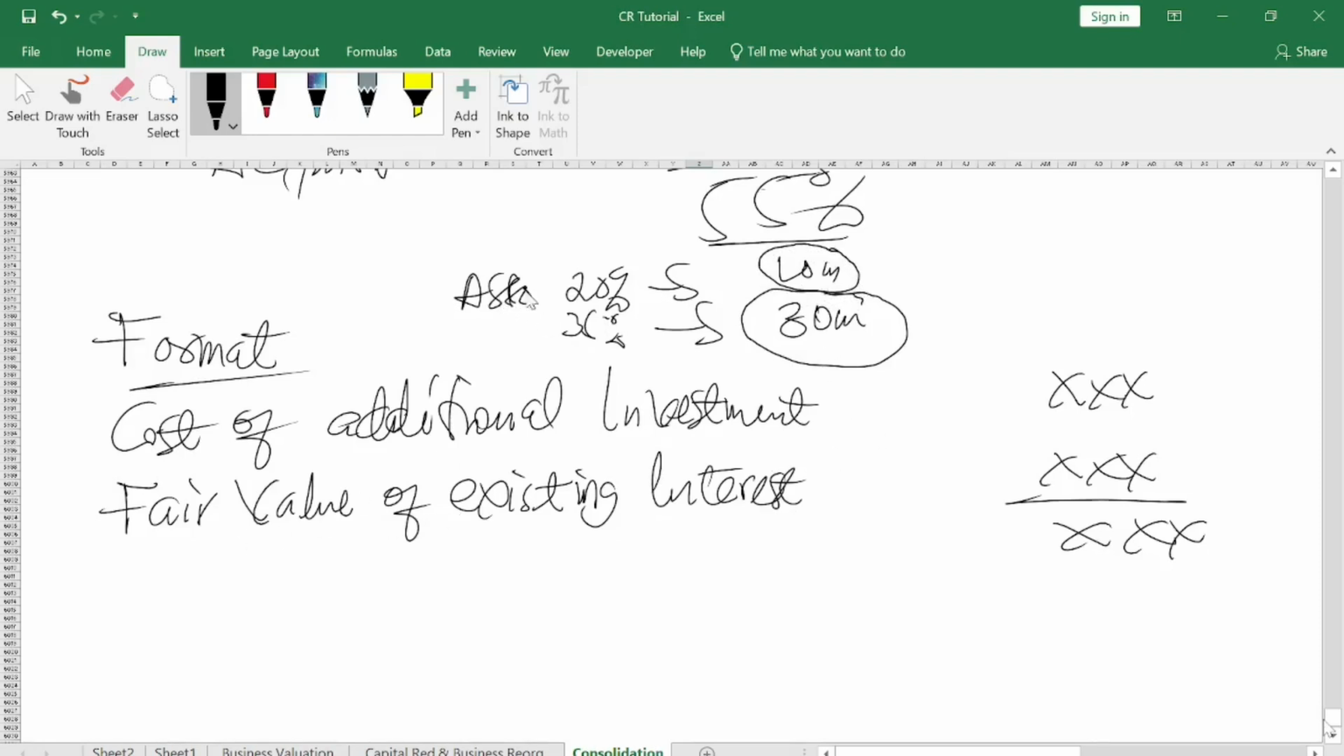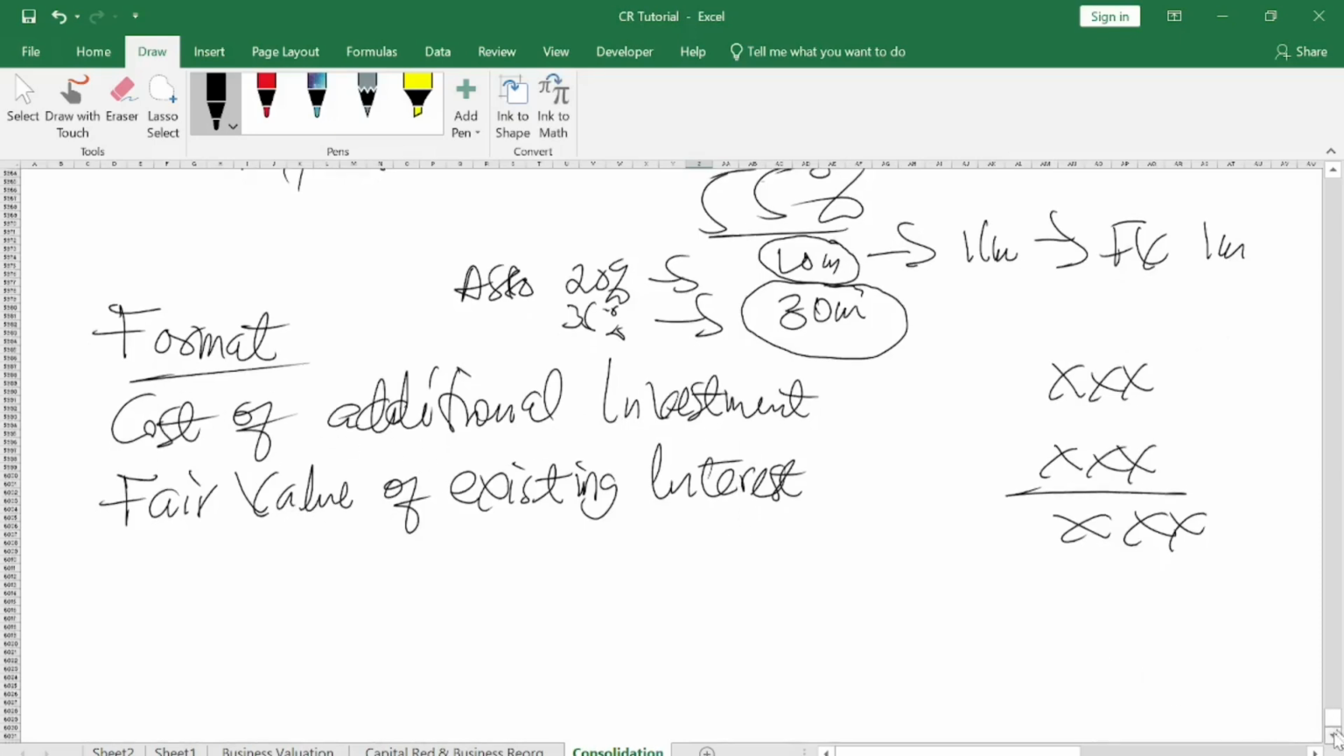So the existing interest is 10 million. Maybe when you were coming back to buy the 35%, this 10 million had already increased in value to maybe 11 million. That's what we call fair value of existing interest. Are you following me? So there's a fair value gain here of 1 million. Have you seen it? That one too will go somewhere. Okay, so this is the meaning of what I'm lining up here.